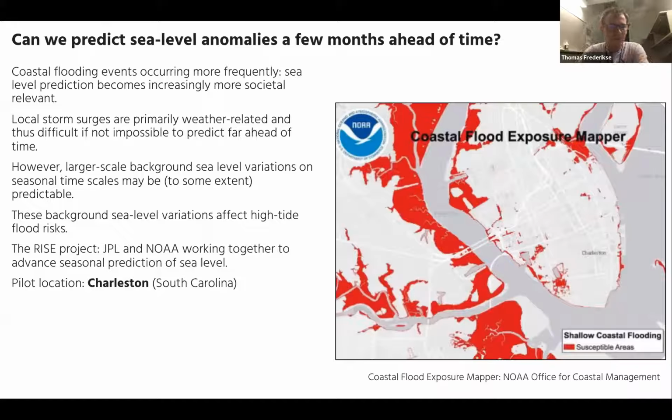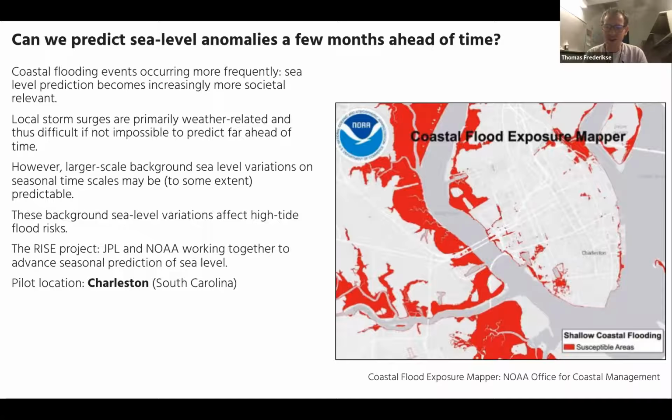And here at JPL, we work together with NOAA to advance these seasonal sea level predictions in the RISE project. One of our pilot locations is the city of Charleston in South Carolina. Here you see a map of flood zones in Charleston, where you can see that a significant amount of the city is in a flood zone.